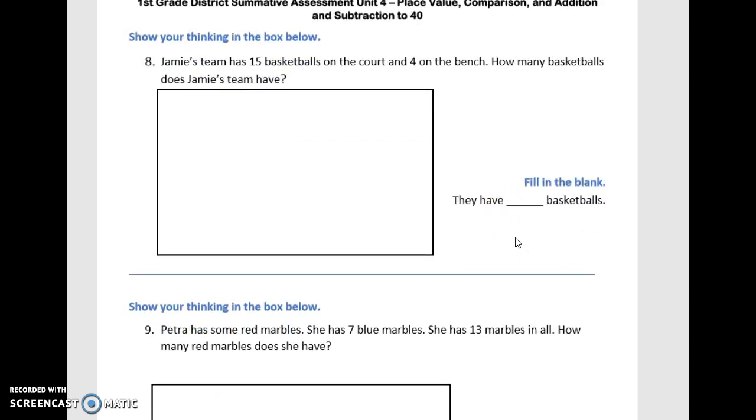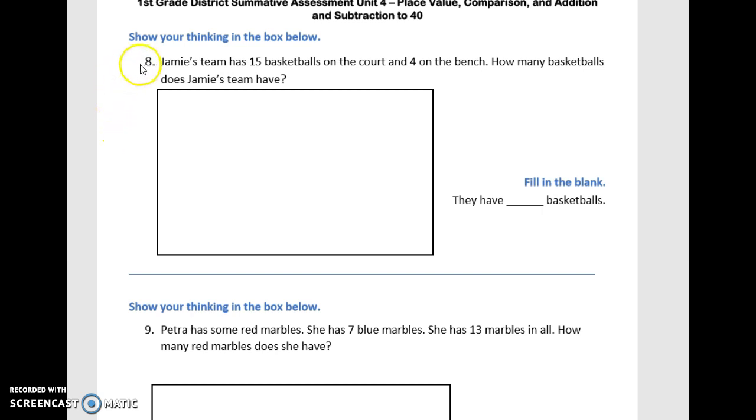Okay, now these are the word problems, so you're going to use the RDW. That's how we do all of our word problems. So I need to see a picture in each one of these boxes. Okay? It says show your thinking in the box below. You have to show me your thinking. You have to show what the problem is saying. So you have to represent whatever items are in the box.